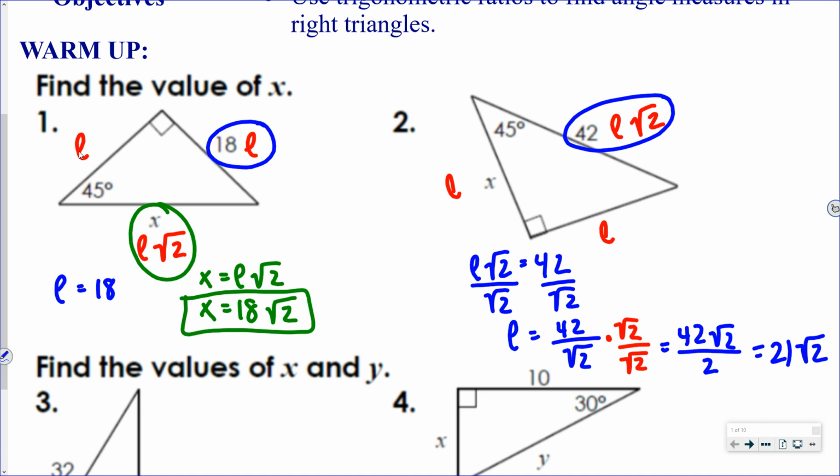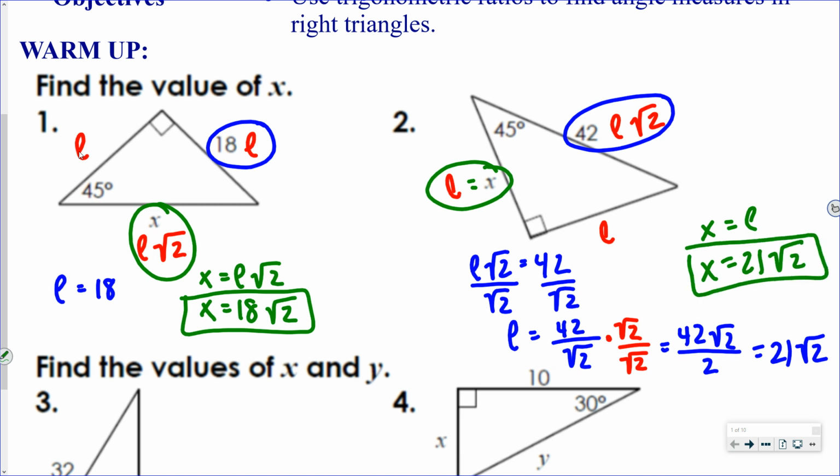That was basically given to me. Yeah, I had to do a little bit of solving to figure out what L is, but all that information was given to me. Then to find my variable, X is just whatever L is. So if L is 21 root 2, X would be 21 root 3. And I mentioned you could always check your answer by using Pythag. Those two legs squared should equal 42 squared.